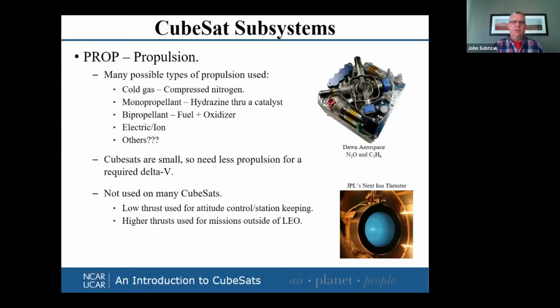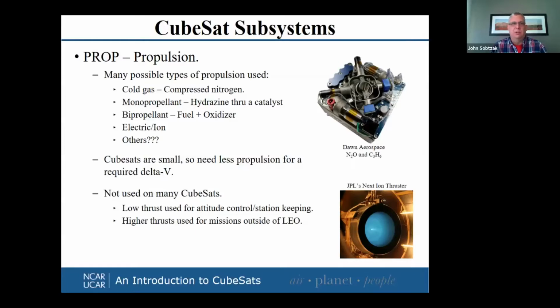I will say propulsion is not used on many CubeSats simply because they don't need it, unless they're going out to deep space. Most CubeSats are in low Earth orbit, so they can use magnetorquers or reaction wheels. However, they can use a low thrust propulsion to help them keep their attitude as well.